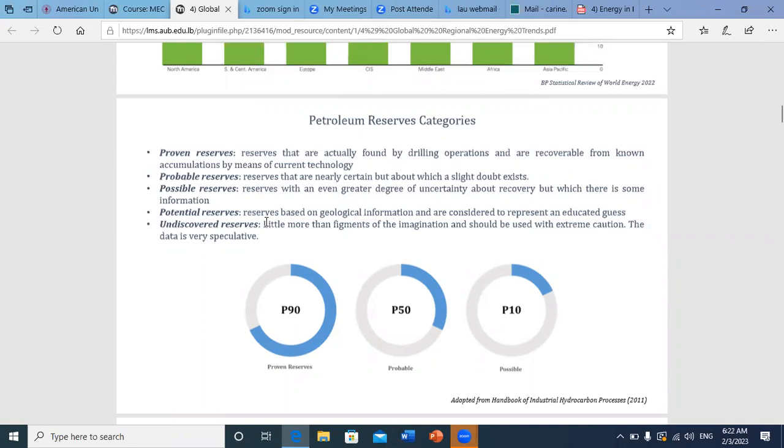Concerning potential reserves, they are based on geological information, and they are considered to represent just an educated guess. And of course, you have some experts in this field that can, let's say, determine certain regions that have high probability of containing reserves. And we have the undiscovered reserves, which constitute little more than figments of the imagination and should be used with extreme caution, because we don't have a lot of data that can tell us that we have high probability of finding reserves in these places.